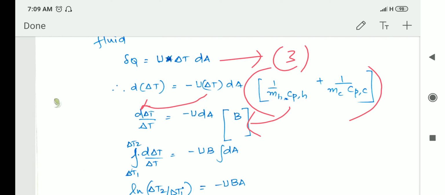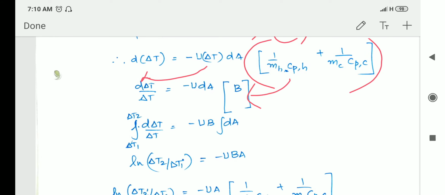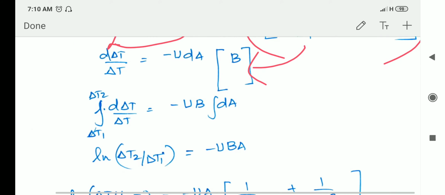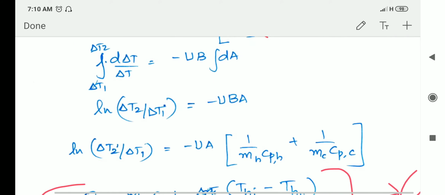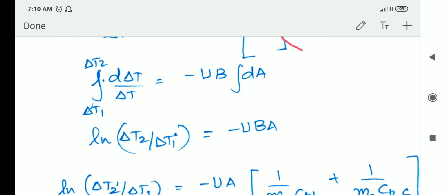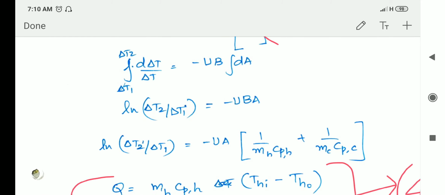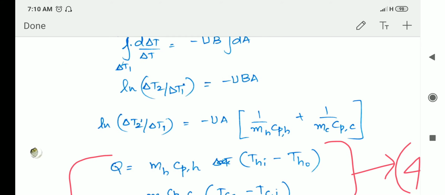So integrating upon its limits delta T1 and delta T2, the right hand integrand becomes minus UB. UB is a constant. Integral dA is A. So this comes to logarithm, right? Logarithm delta T2 by delta T1 equal to minus UBA. That is minus UA into B. Actually it was 1 by mh cph plus 1 by mc cpc.